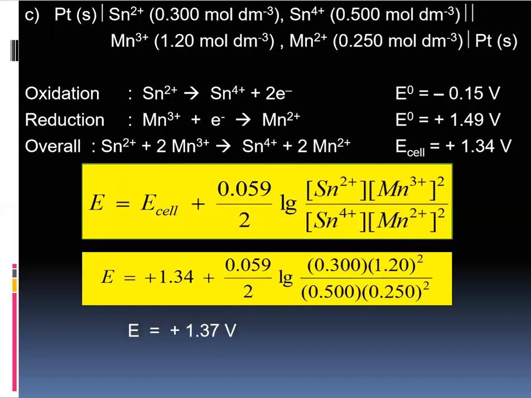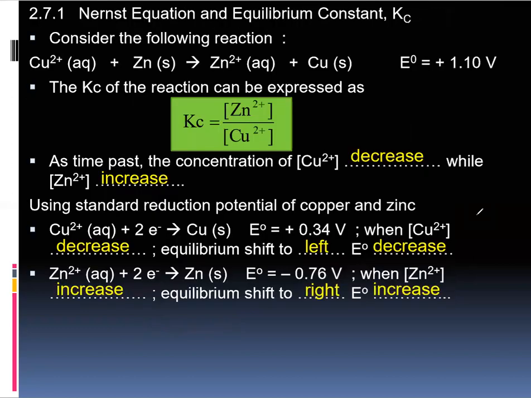This is another example. I want you to look at it and solve it yourself. It's just the same thing with what we have been discussing before now. Just lay your hands on this and arrive at the answer on your own.